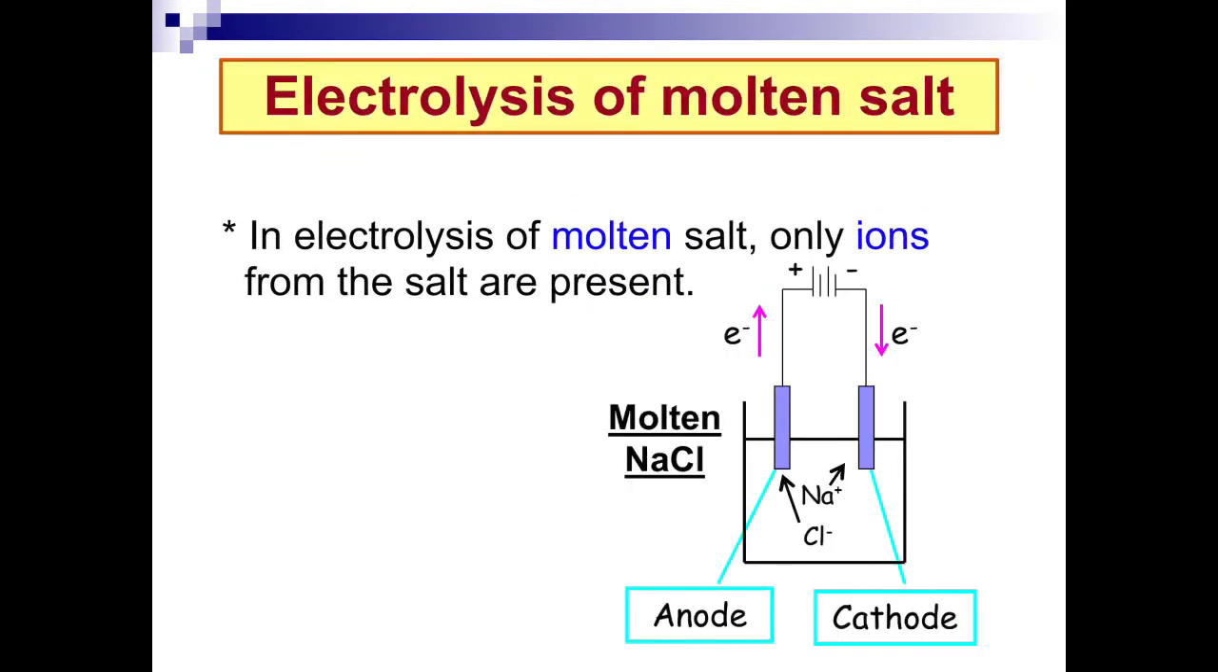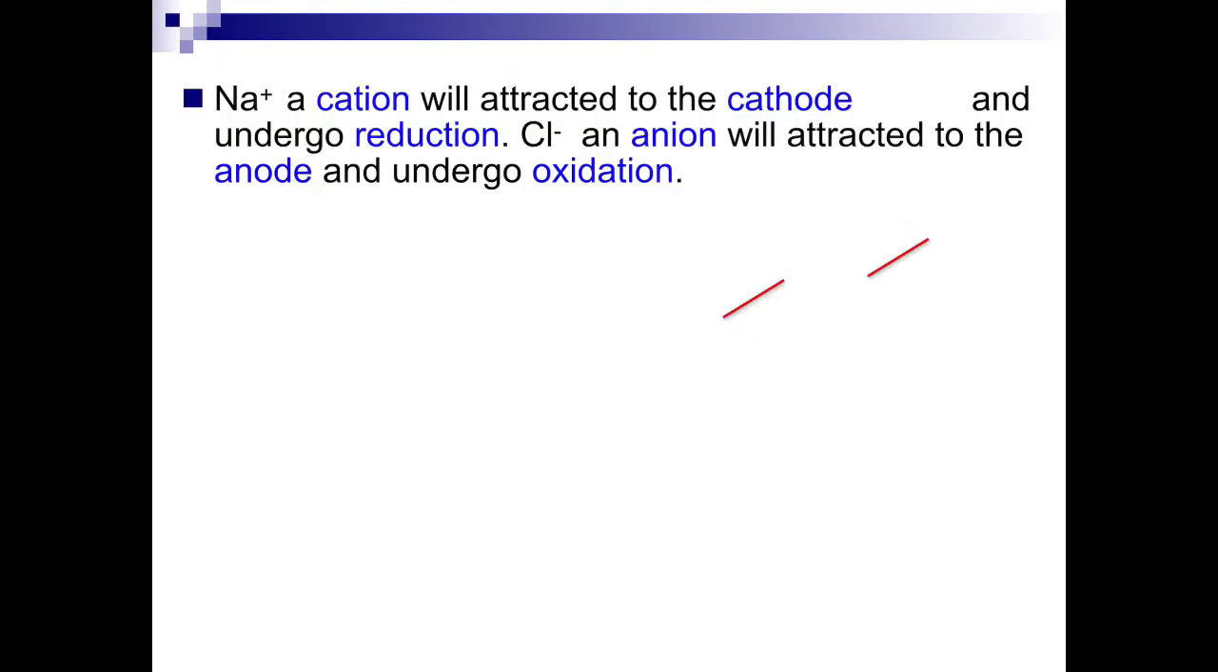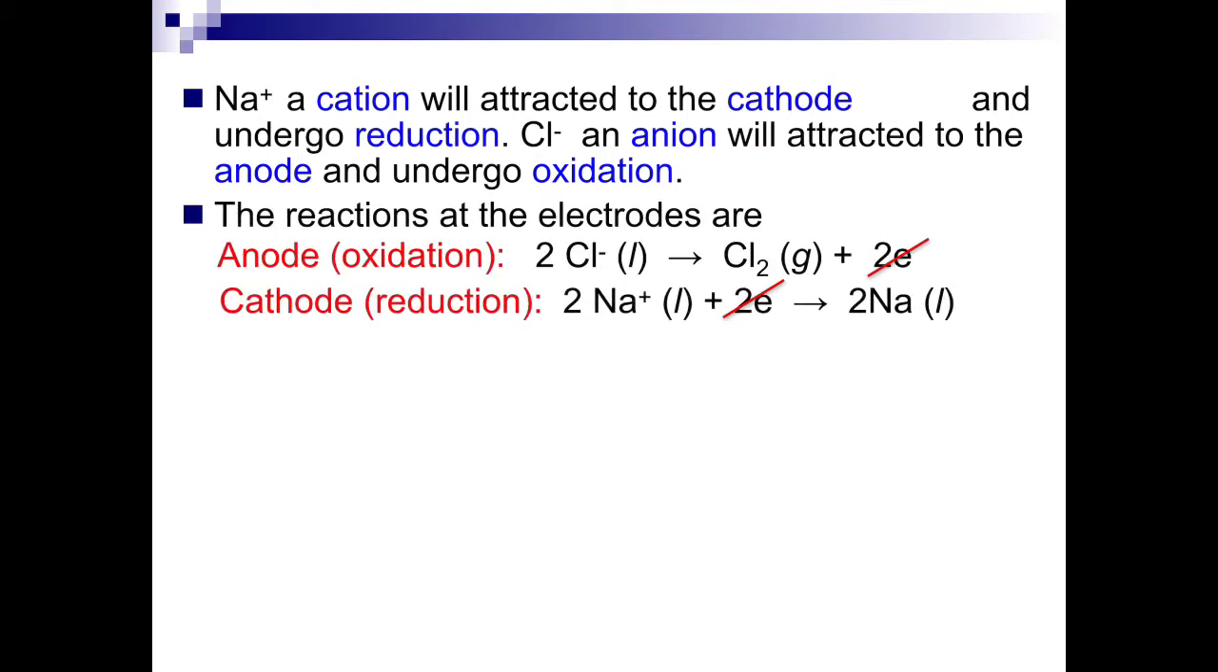Let's see an example for an electrolysis of molten salt. In electrolysis of molten salt, only ions from the salt are present. For example, molten NaCl. The species present in the electrolyte are Na+ and Cl-. Na+, a cation, will be attracted to the cathode and undergo reduction. Cl-, an anion, will be attracted to the anode and undergo oxidation.